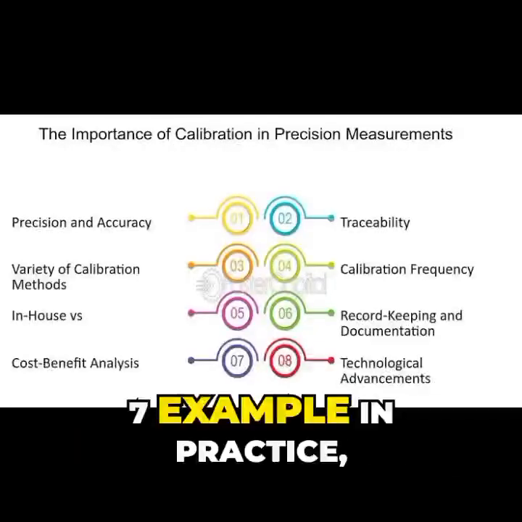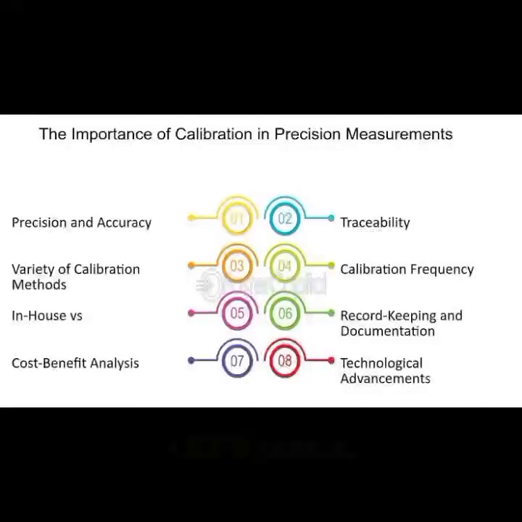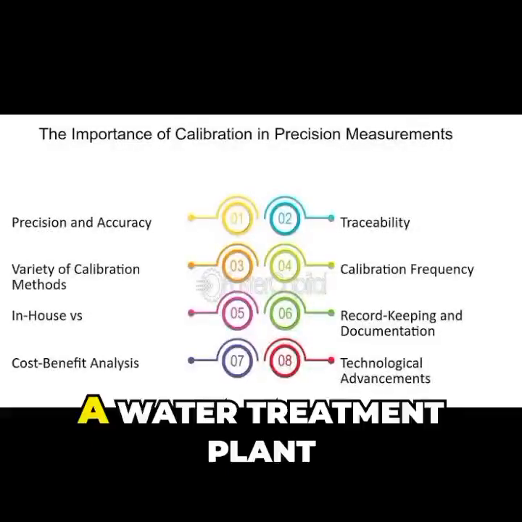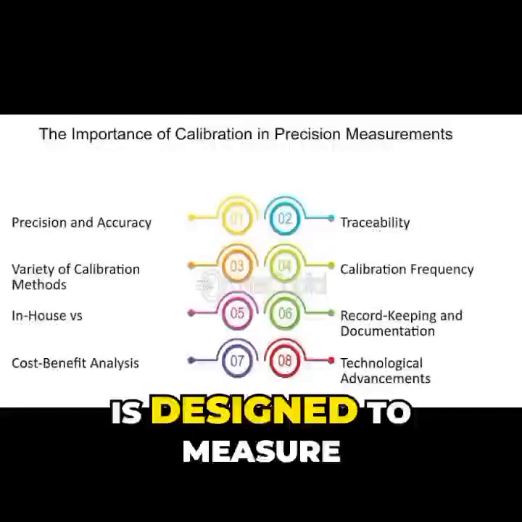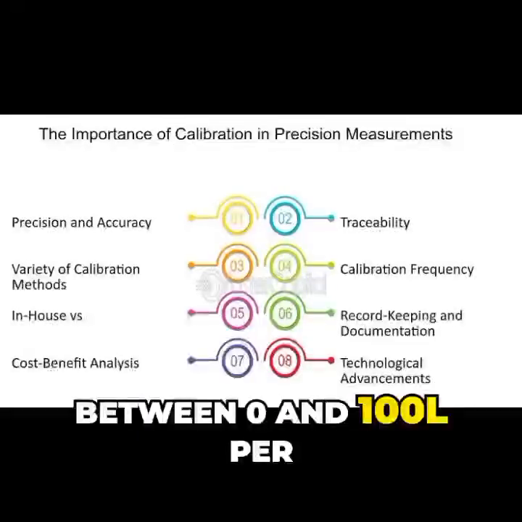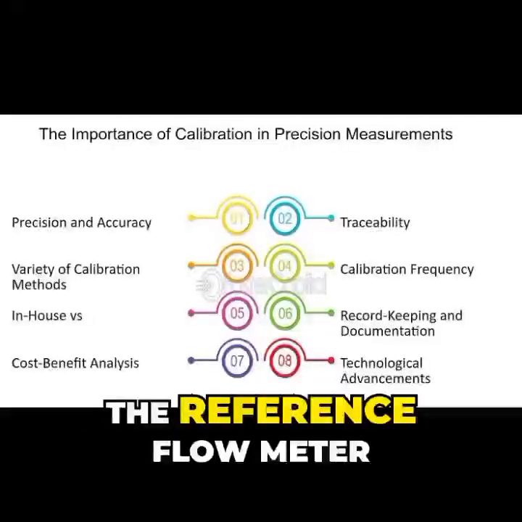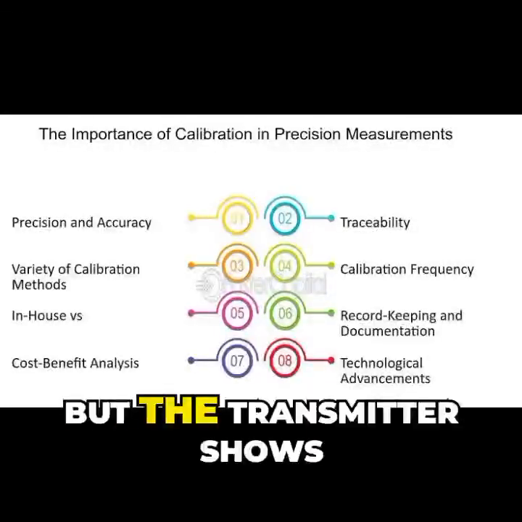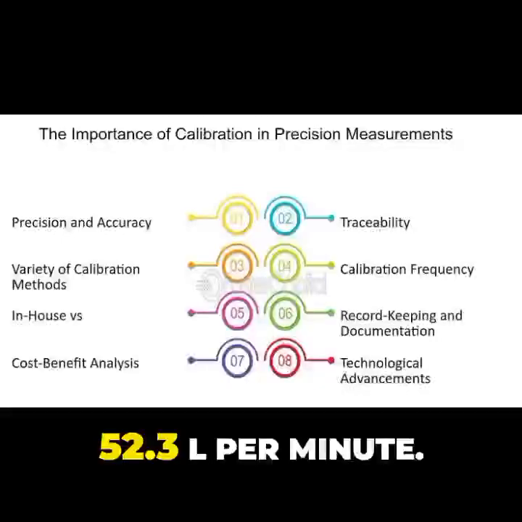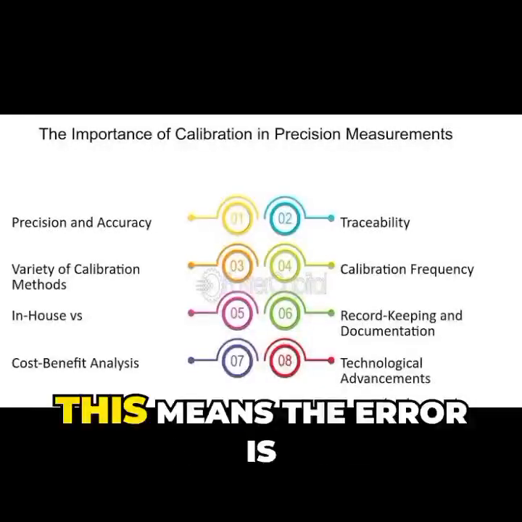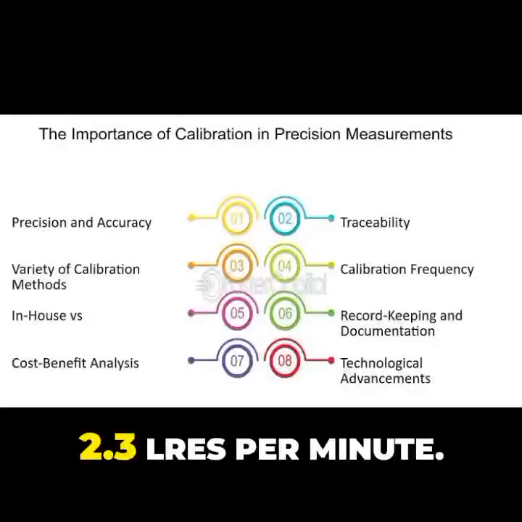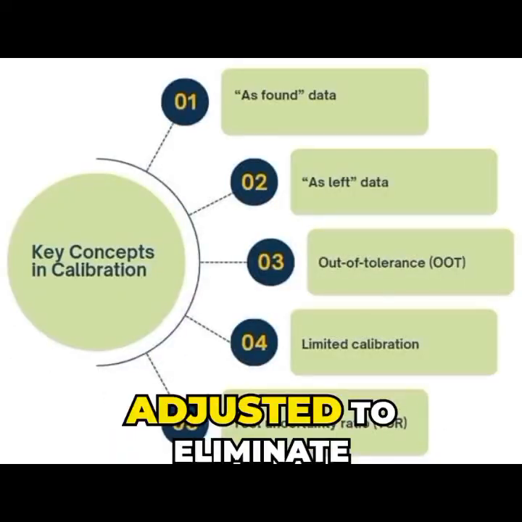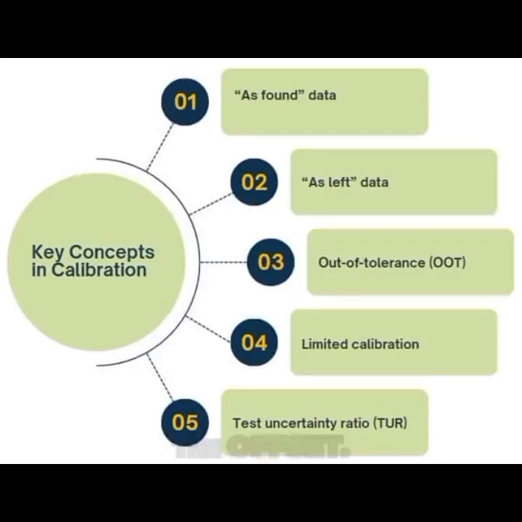7. Example in practice. Let's take a practical example. A flow transmitter in a water treatment plant is designed to measure between 0 and 100 litres per minute. The reference flow meter shows 50.0 litres per minute, but the transmitter shows 52.3 litres per minute. This means the error is plus 2.3 litres per minute. To correct this, the transmitter must be adjusted to eliminate the offset.